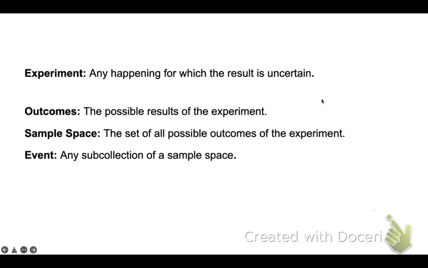Okay, so an experiment is any happening for which the result is uncertain. Outcomes are the possible results of an experiment. Sample space is the set of all possible outcomes of this experiment. And an event is a sub-collection of the sample space. So we look for an event out of a sample space. Sample space and outcome are kind of the same thing.